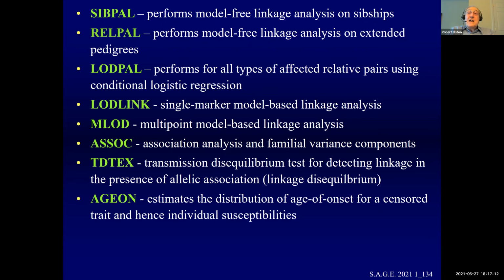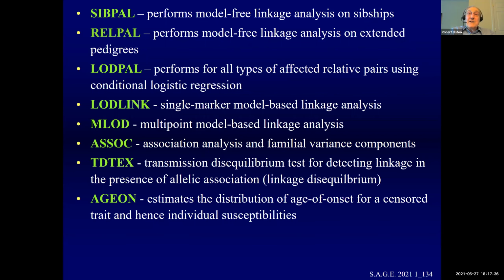And then there's A.G.E. A.G.E. was an add-on program, and it estimates the distribution of age of onset for a censored trait, and hence individual susceptibilities. We'll talk about susceptibilities when we talk about segregation analyses allowing for age of onset.